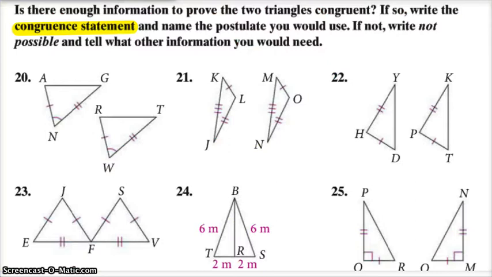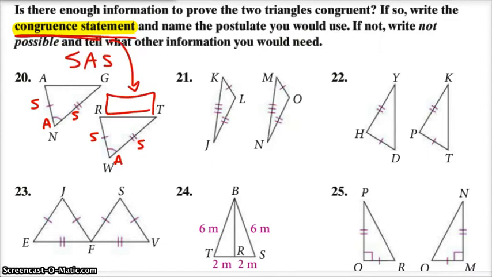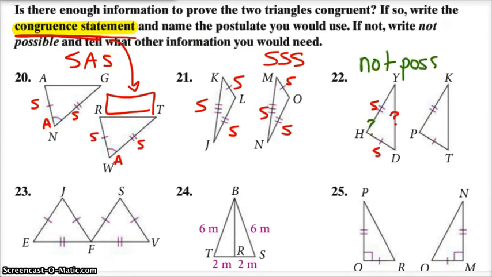Is there enough information to prove the two triangles congruent? If so, write the congruent statement and name the postulate. So for problem 20, I see a side, an angle, and a side, so side, angle, side. For sake of time, please write your own congruent statement. Problem 21 looks to me like we have three sides, side, side, side. For problem 22, I have sides, but I'm either missing the third side or I'm missing the included angle. So this one is not possible, so there's no congruent statement that you could create here.